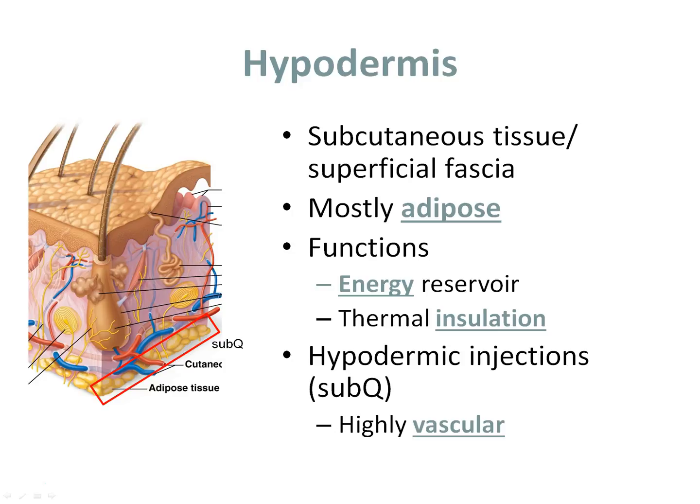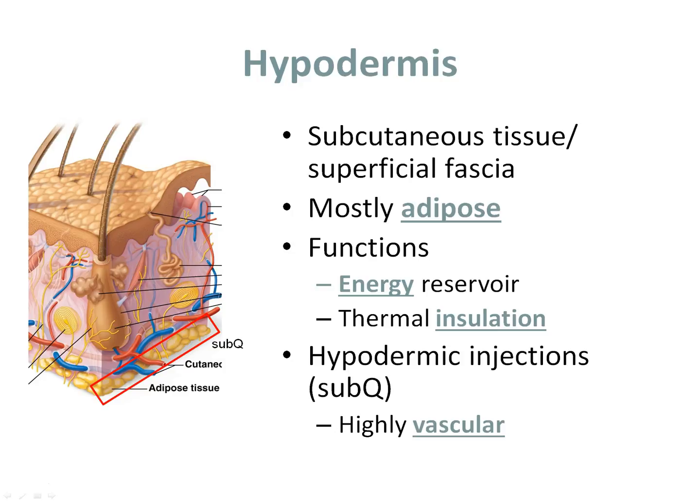It also functions as thermal insulation. So the hypodermis works like a coat. If you put on a coat, it will make you warmer. But if you have the coat all by itself, it doesn't produce any heat. It just helps to trap the heat that's made by your body. So the hypodermis will trap heat made by your body, but it doesn't actually make heat itself.